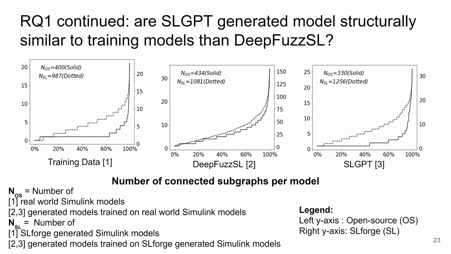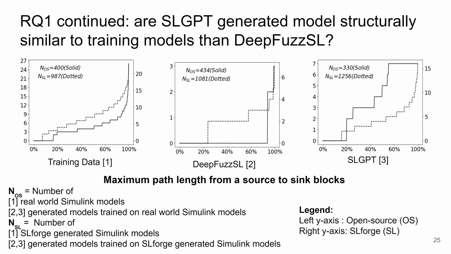Similarly, we looked at the number of connected subgraphs per model. In real-world models, the majority of models have one connected subgraph, meaning all blocks are connected to one another. In this case, too, SLGPT generated models follow the distribution more closely to the training data than DeepFuzzSL, as you saw on the example generated models previously.